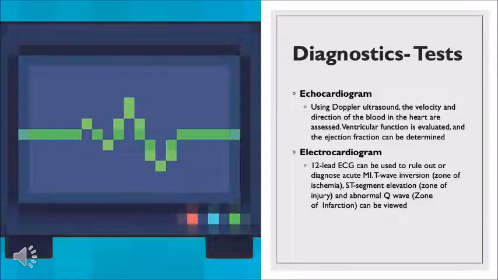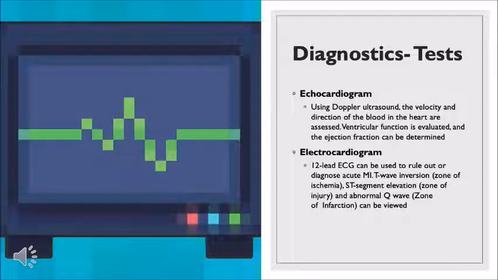These next two slides will examine testing that can be done to rule out or diagnose MI. The echocardiogram uses Doppler ultrasound to determine the velocity and the direction of the flow of blood in the heart. With this, ventricular function is evaluated and the ejection fraction can be determined.